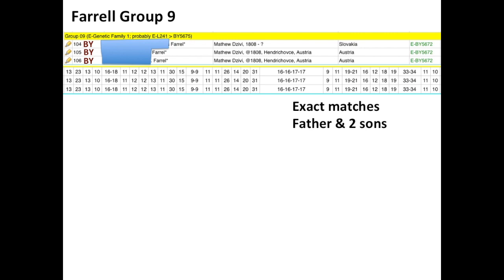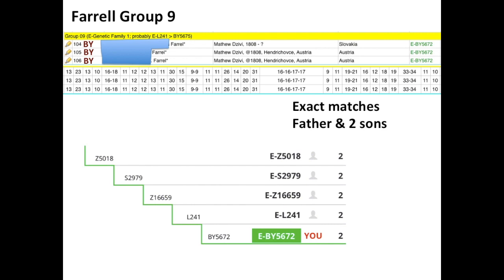And they go back to Austria and Slovakia. So you have three Farrells with a most distant known ancestor called Zivi from Slovakia. And this is where they sit on the tree of mankind. There's the father, and he matches his two sons, which is good. The next branch up, it's just his two sons.